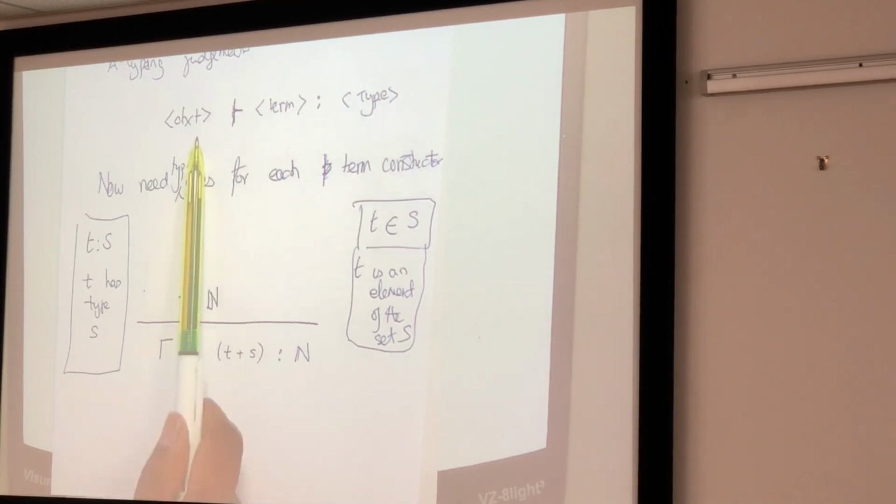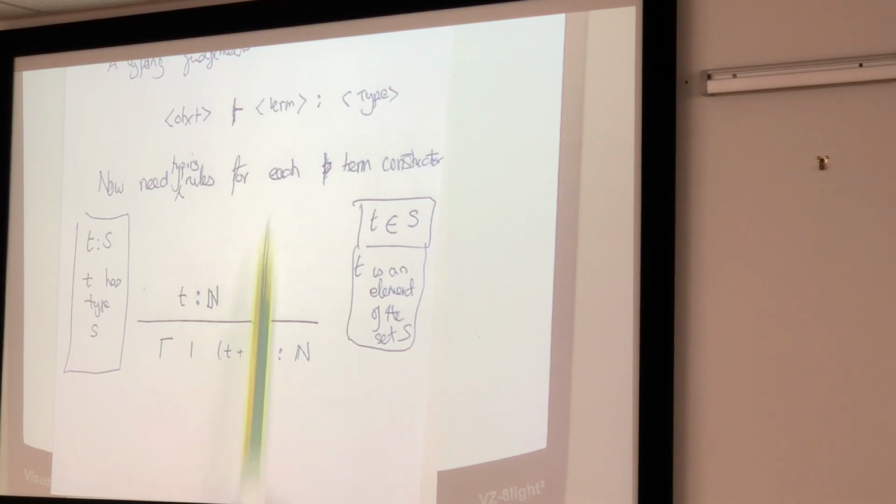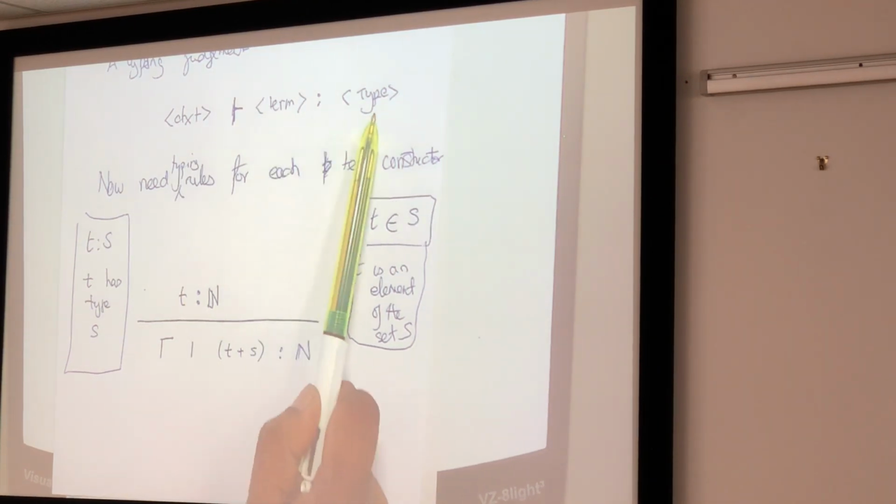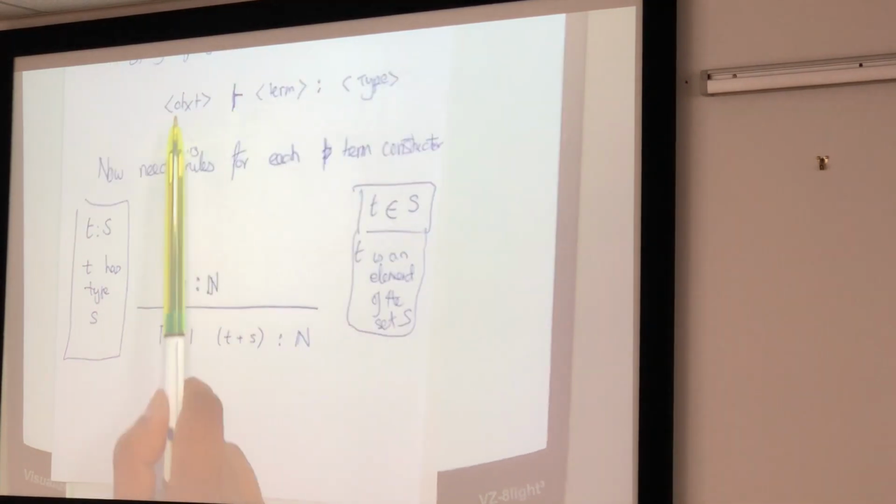So remember the point about the context. So you see, we've got a term, we've got a colon, we've got a type, but we're missing this bit and we're missing that bit.